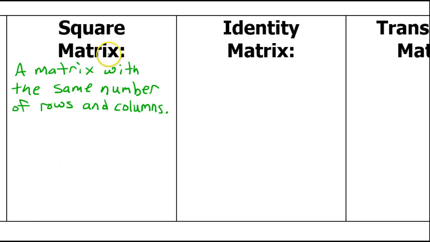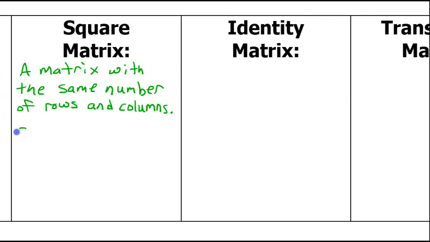What is a square matrix? A matrix with the same number of rows and columns, thus forming a square. Let's see, what letter am I on? G. Okay, so matrix G that I'm about to make up off the top of my head is a square matrix. Let's say I have negative 4, 2, 6, and 9. This would be a square matrix because it has dimensions 2x2, two rows and two columns.